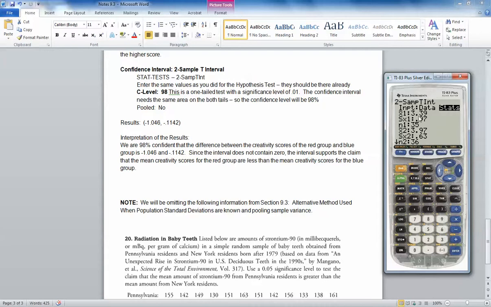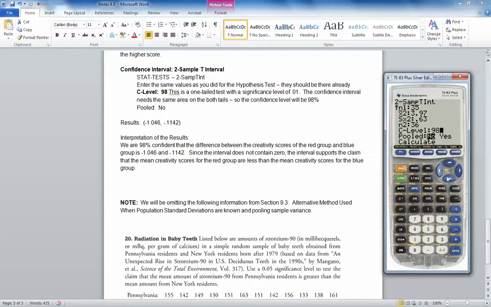Statistics are what we're going to use. Notice it already has the sample statistics saved in there. And then as you get down here, the confidence level has to go with our significance level at the beginning. So our confidence level is going to be 98%. We're making a 98% confidence interval. The reason for this, it's a one-tailed test with a significance level of 0.01. The confidence interval needs the same area on both tails. So the other tail has a 0.01 area. So that means that in the middle, we would have 98%.